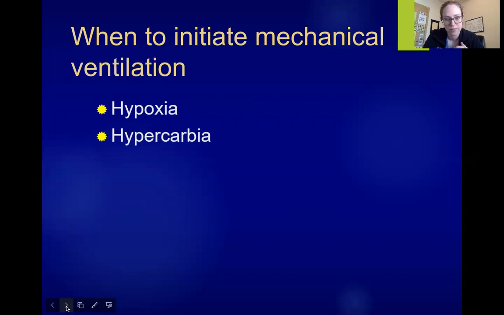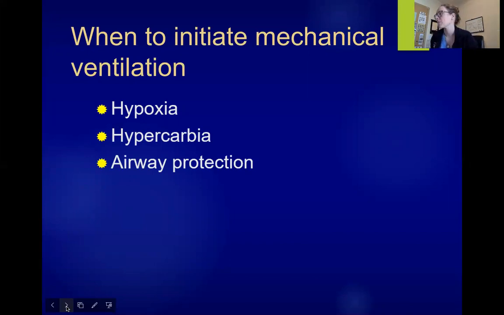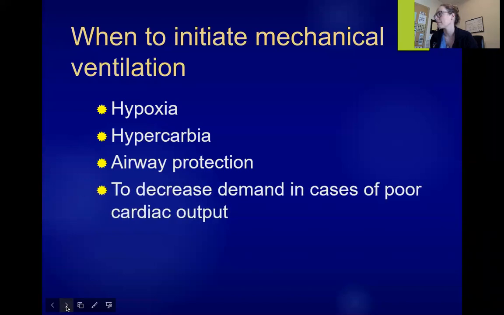Second one is hypercarbia, so really high CO2. Airway protection, so if you have someone that is found unconscious and they're not protecting their airway, that's another reason, or a trauma is why we would do mechanical ventilation. And then in order to decrease demand in cases of poor cardiac output, so a lot of the cardiac babies, the best thing for them will be to put them on mechanical ventilation. Okay.